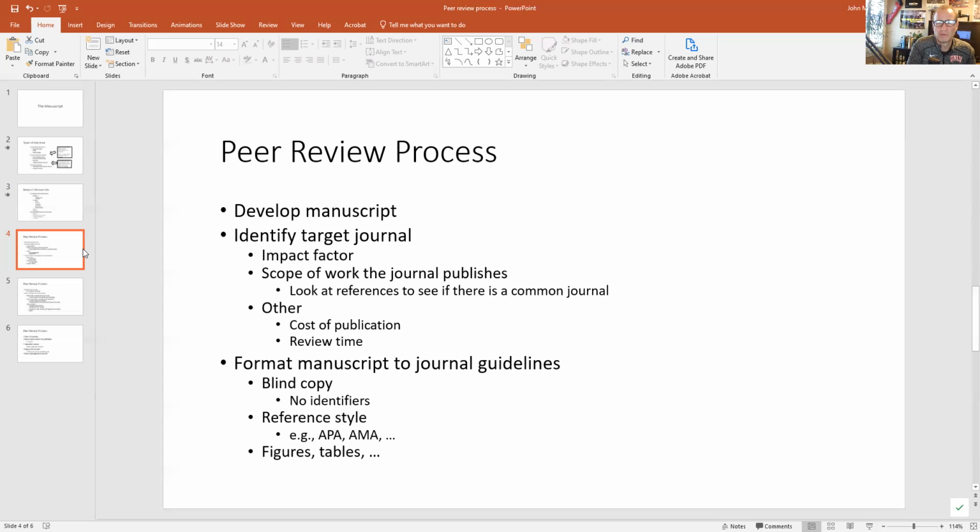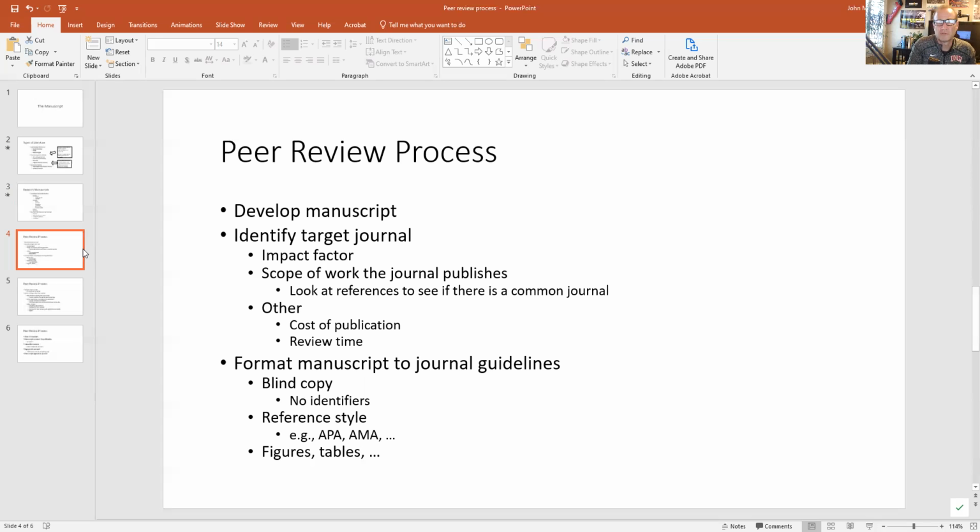Some other things that we consider when picking a journal is cost of publication. Some publications charge what we call a page charge, or sometimes an open access charge. Those charges can sometimes be really nominal, maybe $75, and sometimes they can be quite expensive, $2,000, $3,000 to publish an article. So that is something that we look at when we are considering a journal.